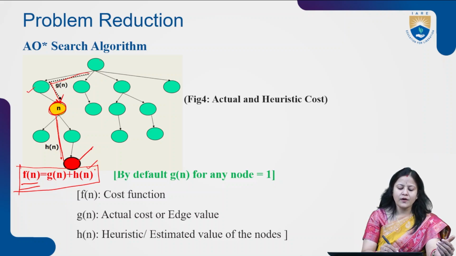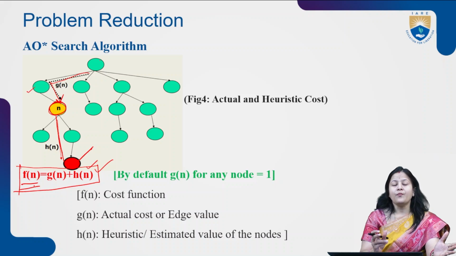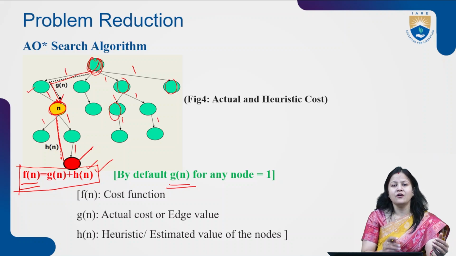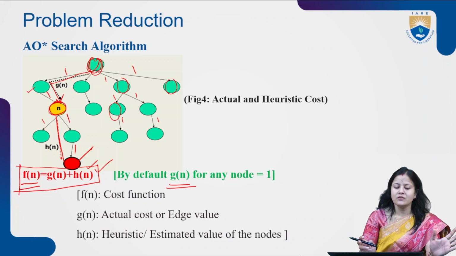Okay, so this formula is very important. To solve the AO star algorithm, we have to find out the cost for each node using this formula: f of n is equal to g of n plus h of n. And one important thing we have to remember is that by default g of n for any node is equal to 1. That means the distance from the root node to any node, from here to here, or from here to here, any node, the edge value is 1. That is called the g of n value. Even if the actual cost is not given in our problem, we need to consider that the actual cost of any node is equal to 1.